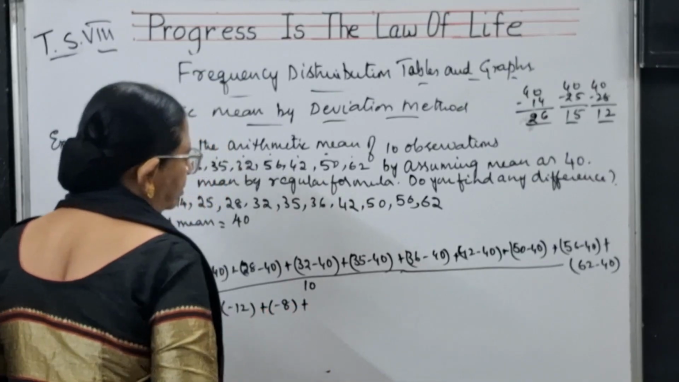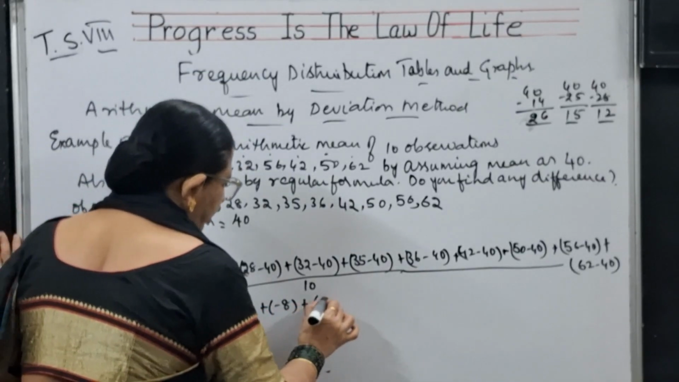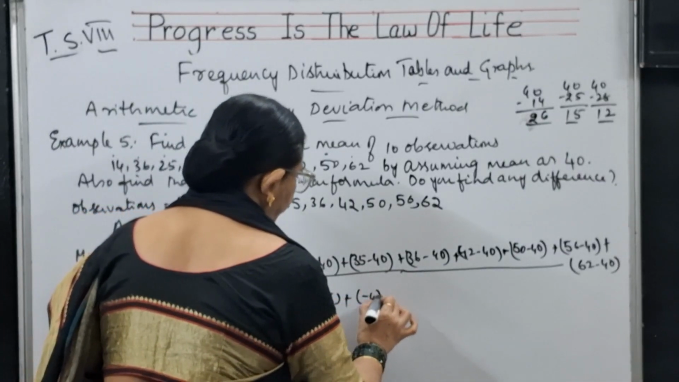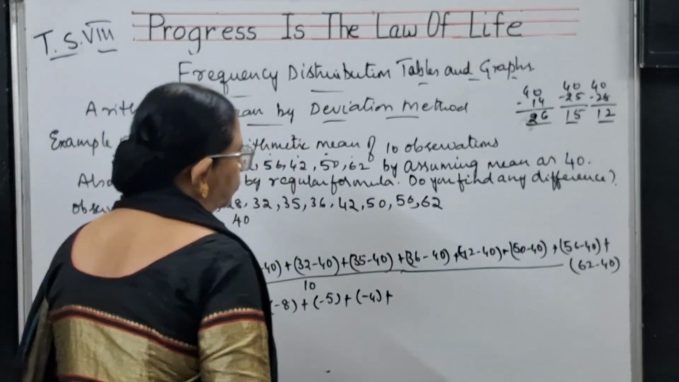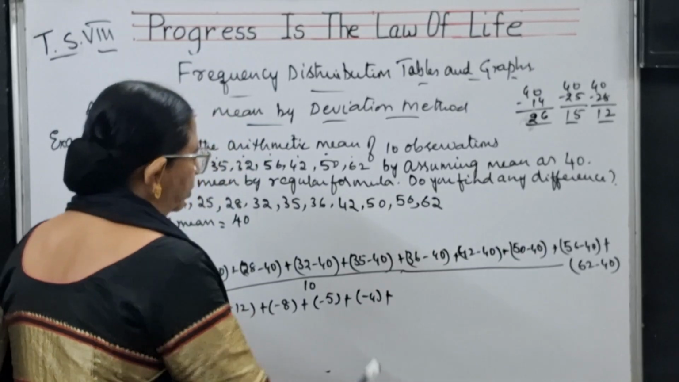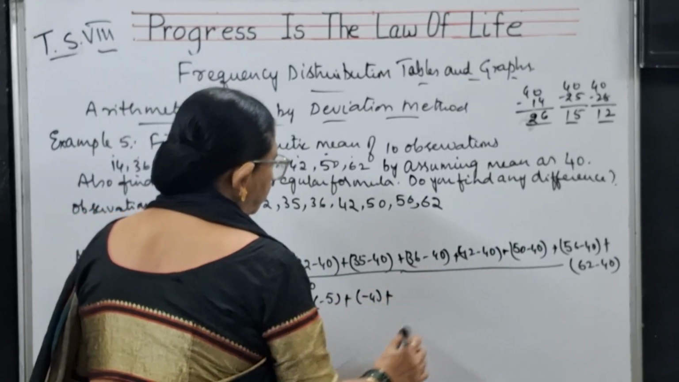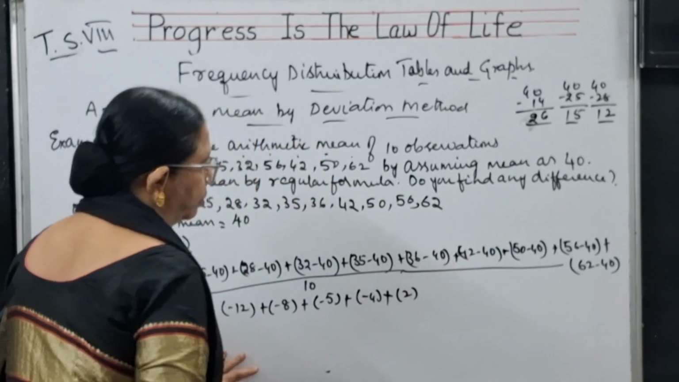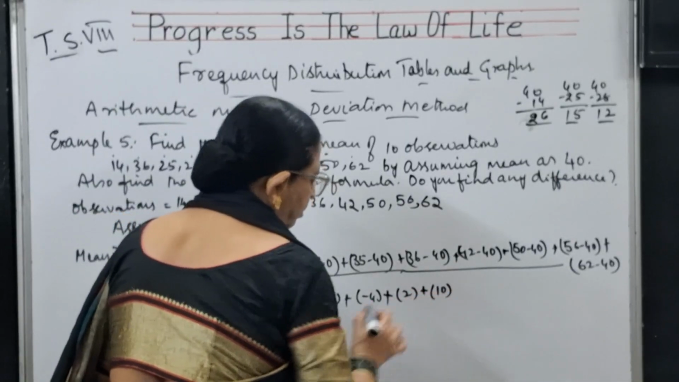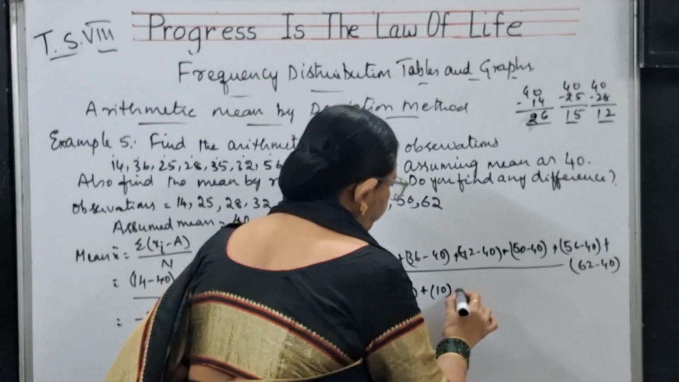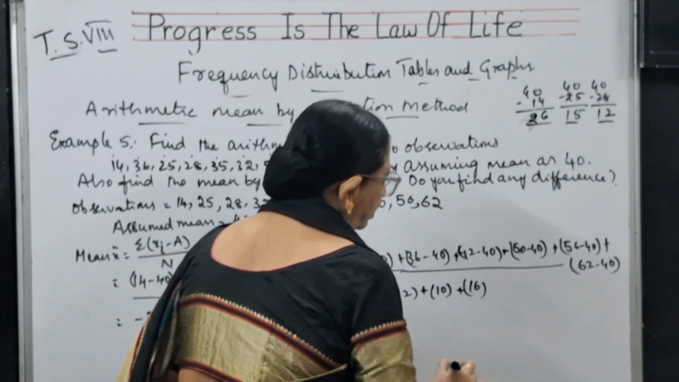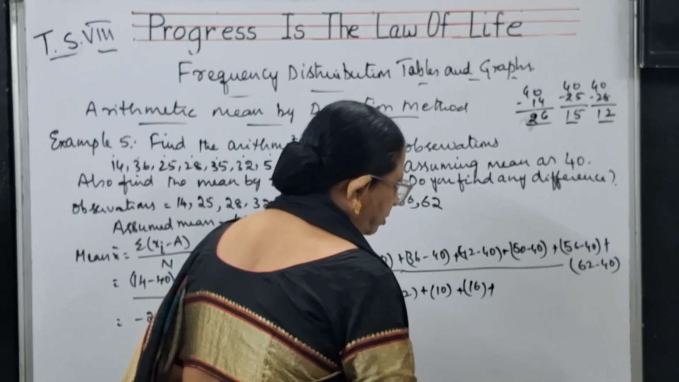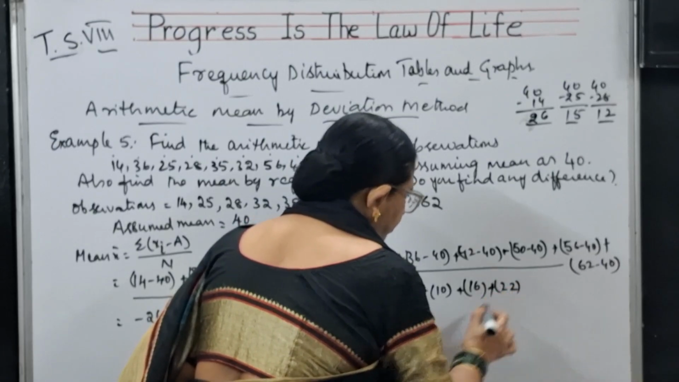35 minus 40 is minus 5, plus 36 minus 40 is minus 4, plus 42 minus 40. 42 is more, so I will get plus 2. 50 minus 40 is plus 10. 56 minus 40 is 16, plus 62 minus 40, which is 22. This whole thing is divided by 10.